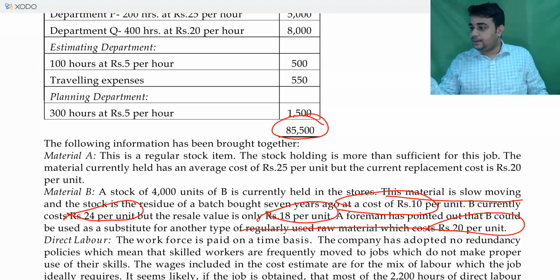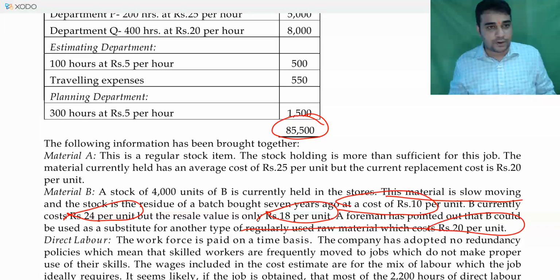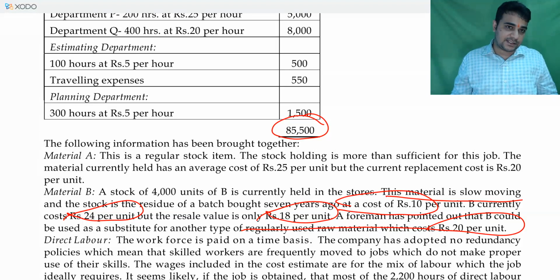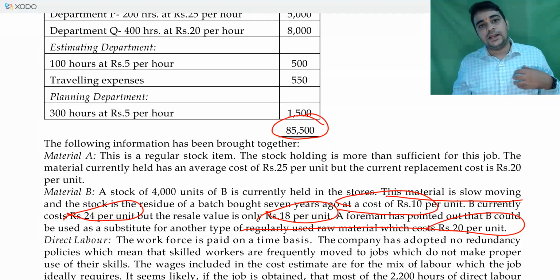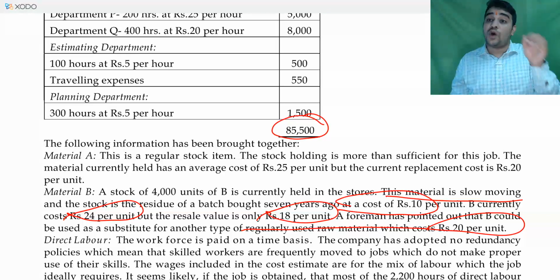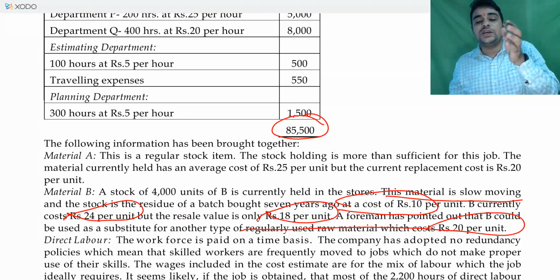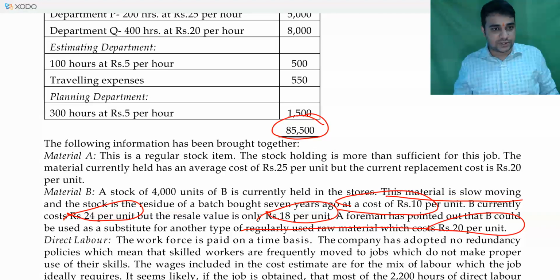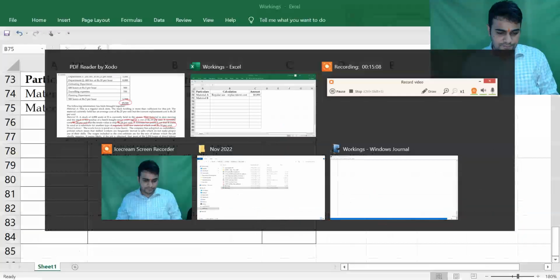That material B, when I look at it, looks to me at a worth of 20 rupees. If it was out of stock, I would have bought it at 24. So, that time the relevant cost is different. You have in your hand at this point of time, either sell it for 18 rupees or use it as a substitute and save 20 rupees. Logically, I will use it as a substitute. So, relevant cost is what you are losing. You are losing the opportunity of using it as a substitute.